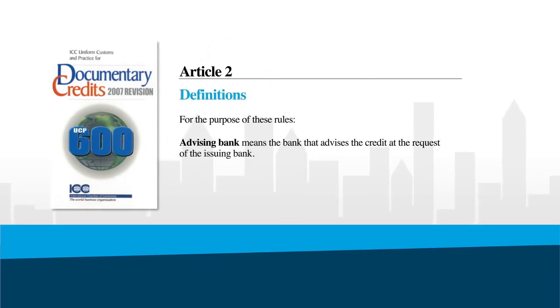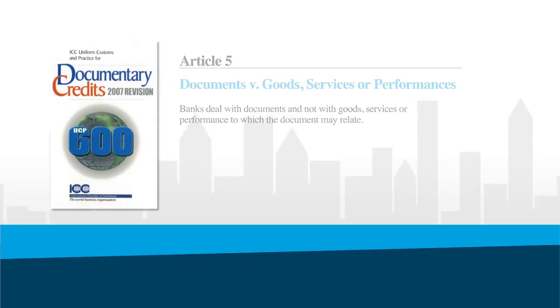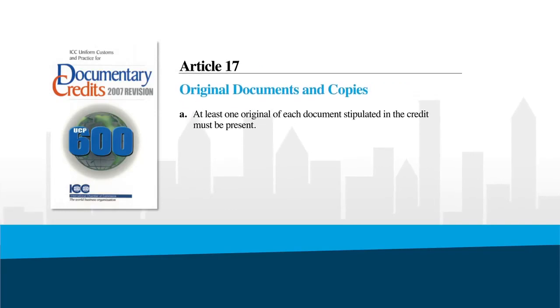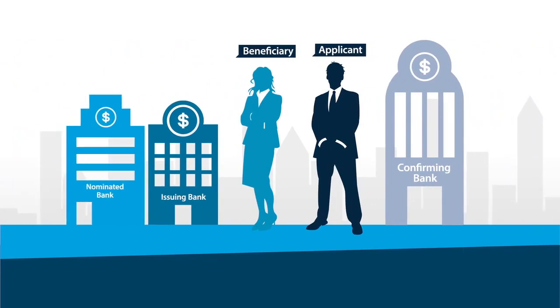UCP600 comprises 39 articles, which provide a working guide to parties such as banks, importers, exporters, courts, etc., who are normally involved in letter of credit transactions.